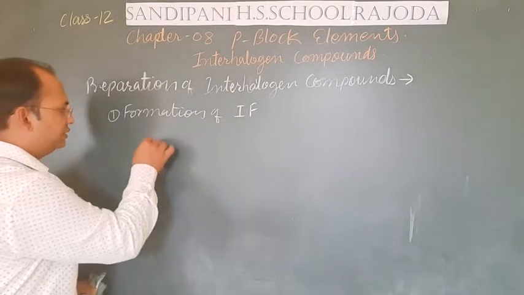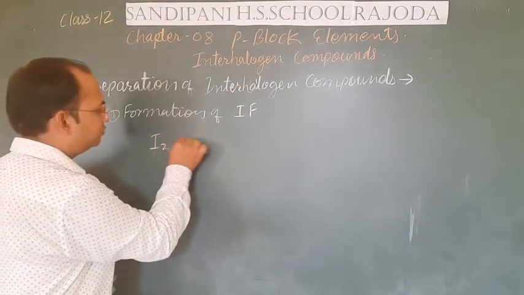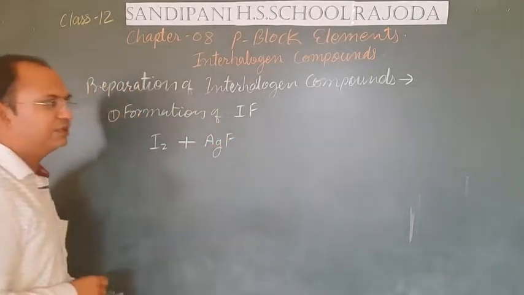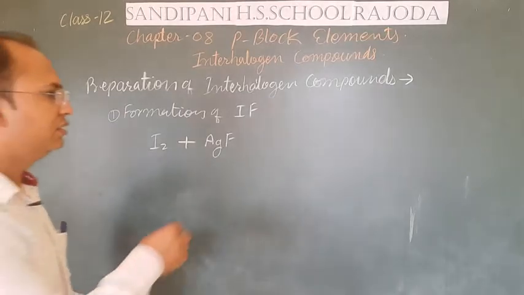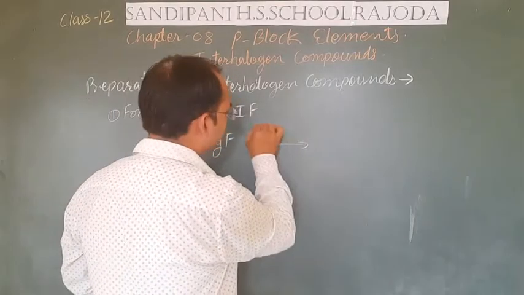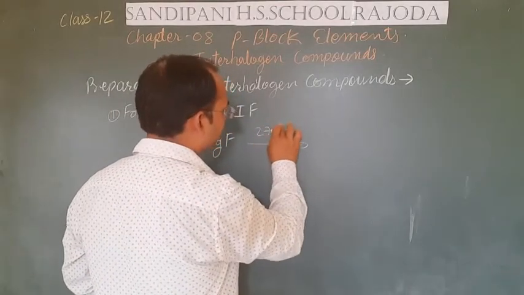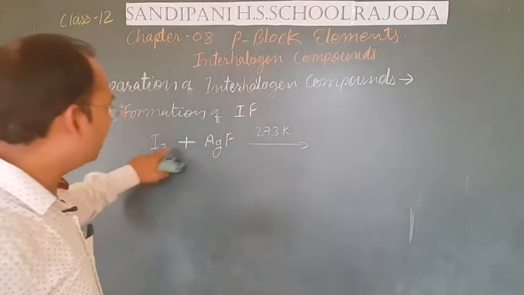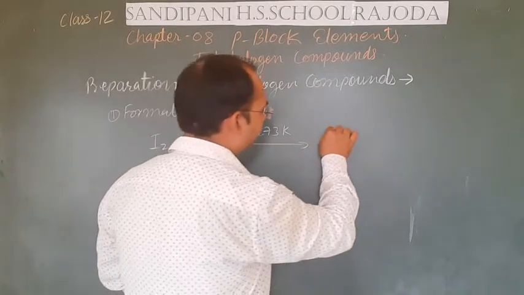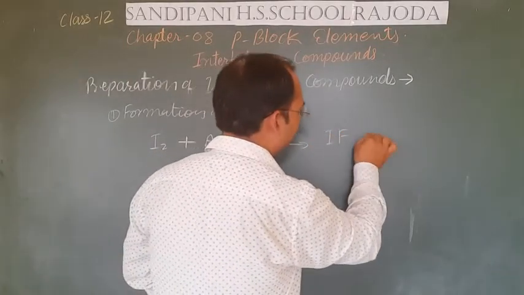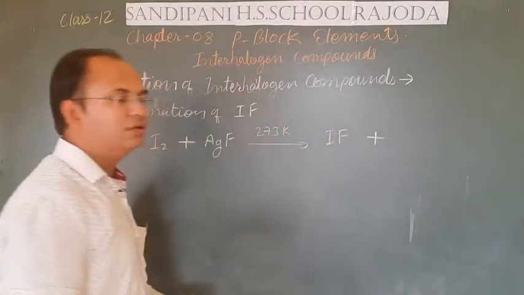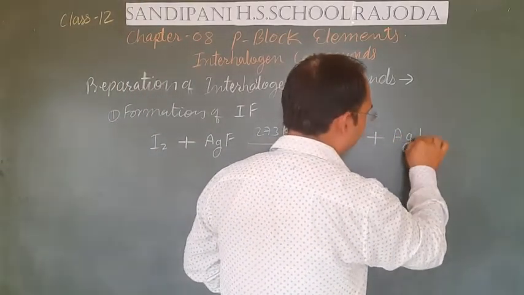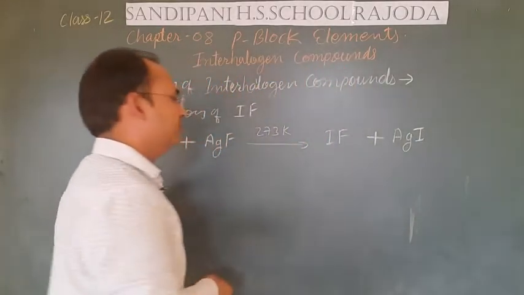Let's see how the reaction takes place. I2 plus AgF, that is silver fluoride, at 273 Kelvin. So here I combines with F, and IF, that is iodine monofluoride, plus silver iodide, that is AgI, is formed.